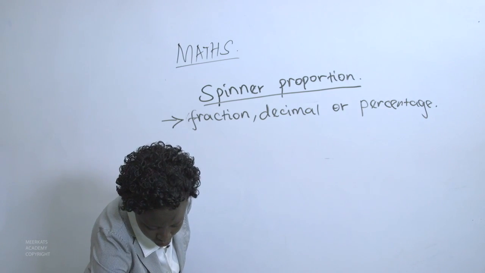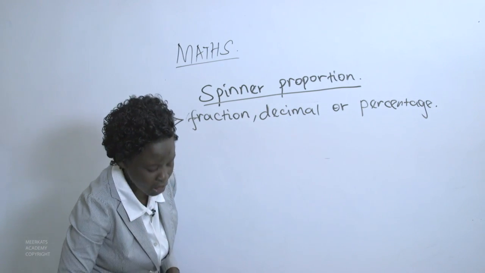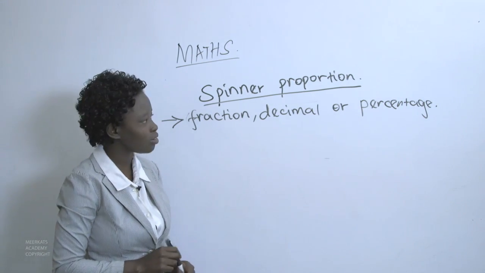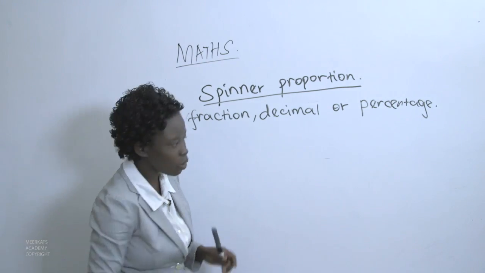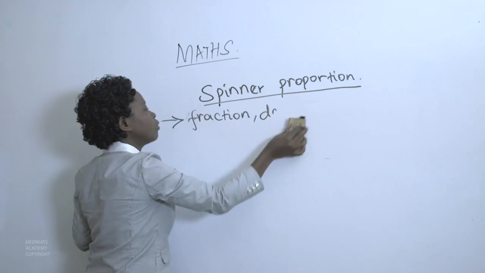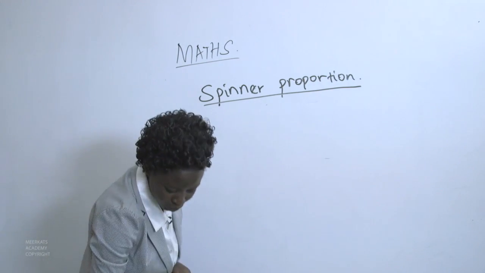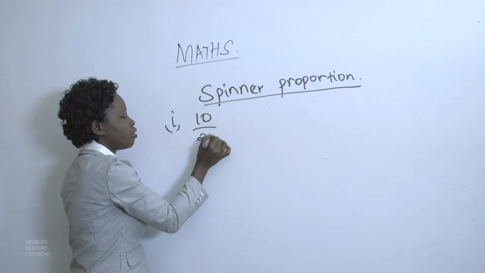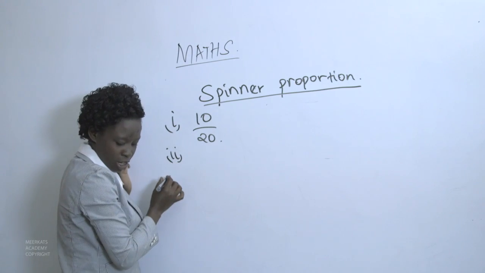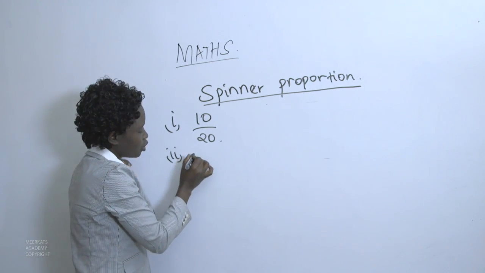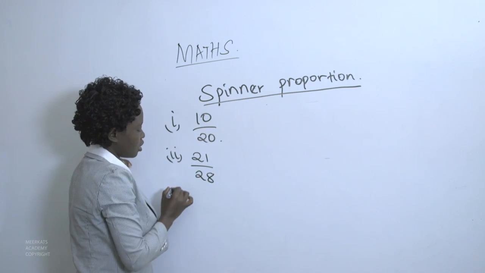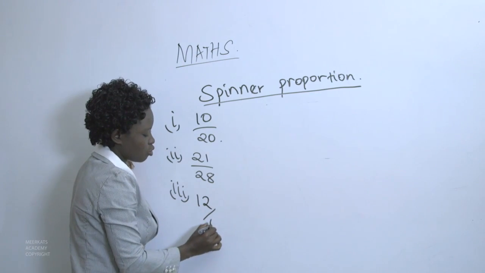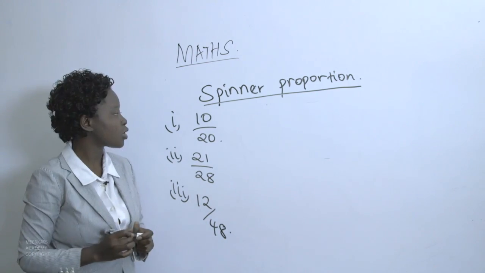So we are having a fraction. We've been given several fractions. I just want to simplify the fractions and convert them to a decimal, and at the same time convert them into a percentage. So we have 3 fractions. The first fraction I have is 10 over 20. The second fraction we are having is 21 over 28. Then the third fraction we have is 12 out of 48. So those are the 3 fractions we have.